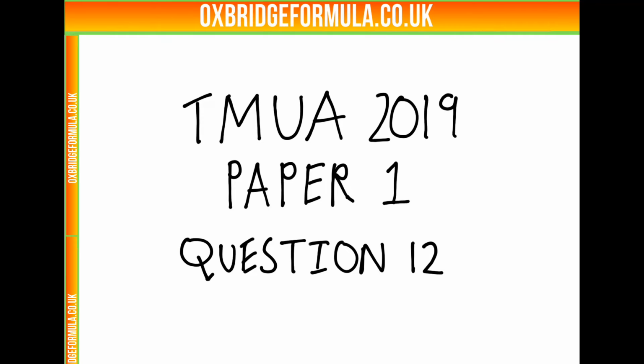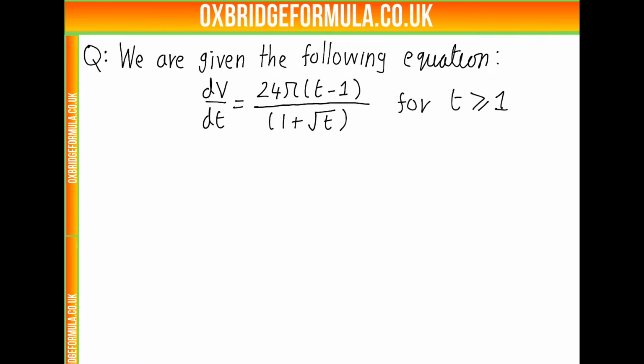This is the solution video for question 12 from paper 1 of the 2019 TMUA exam. In this question, we're given the following equation: dv by dt, or the differential of v with respect to t, is equal to 24 pi times (t minus 1) all over (1 plus root t), for any t greater than or equal to 1.